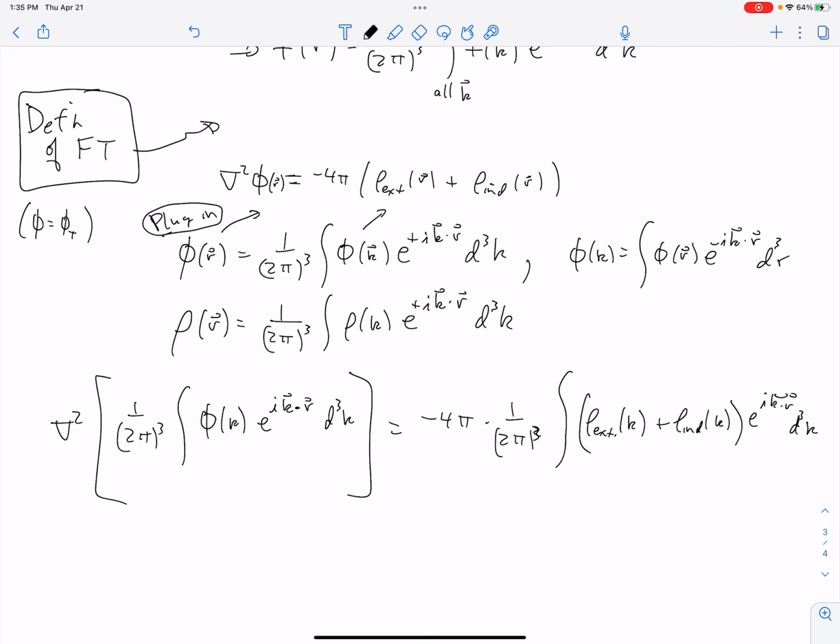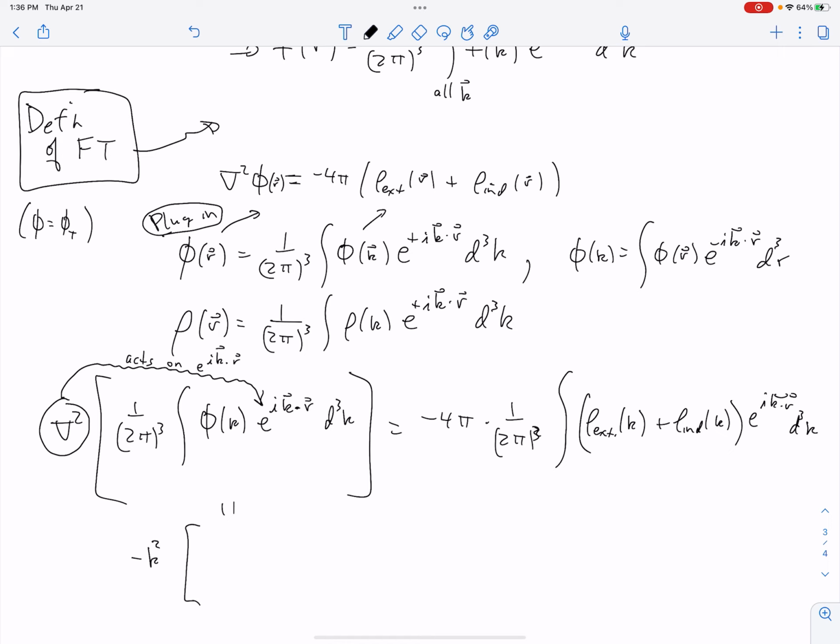The whole point of all of this is that now the differential equation becomes really simple, because this derivative comes all the way in and it acts on that. That's the whole reason we do it, because it makes the differential equation really easy. It becomes negative k squared, because if I take two derivatives on that exponent, I pull out a negative k squared.